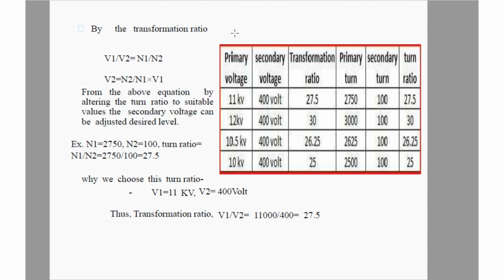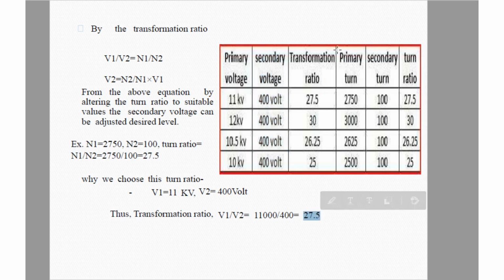Let's say we have primary voltages of 11, 10.5 and 10 kilovolt. The secondary voltage is constant, say 400 volt. We know that the transformation ratio can be calculated with the help of the voltage level. V1, the primary voltage, divided by the secondary voltage gives the transformation ratio, which here we can calculate as 11,000 divided by 400, giving the value 27.5.